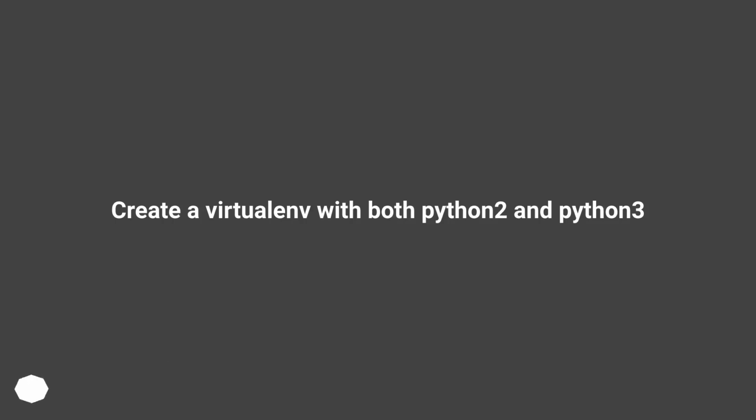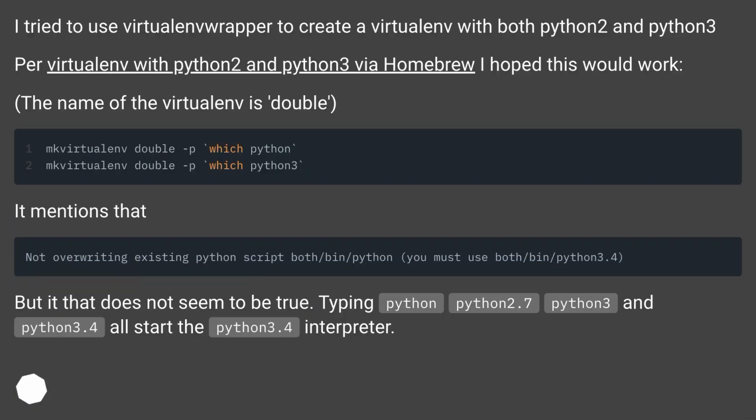Create a virtualenv with both Python 2 and Python 3. I tried to use virtualenvwrapper to create a virtualenv with both Python 2 and Python 3, per virtualenv with Python 2 and Python 3 via Homebrew. I hope this would work. The name of the virtualenv is double.